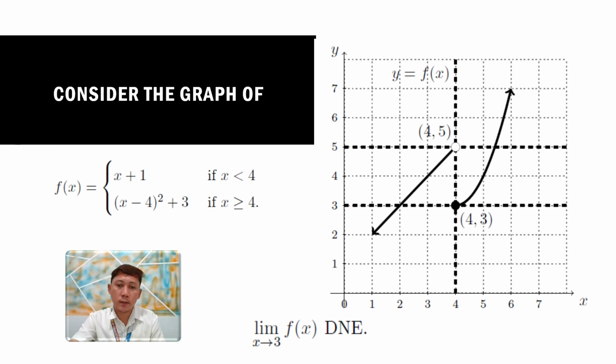So here, for less than 4, the value is 5. And for greater than or equal to 4, from the right of 4, the value is 3. So therefore, the limit of the function does not exist as x approaches 4.